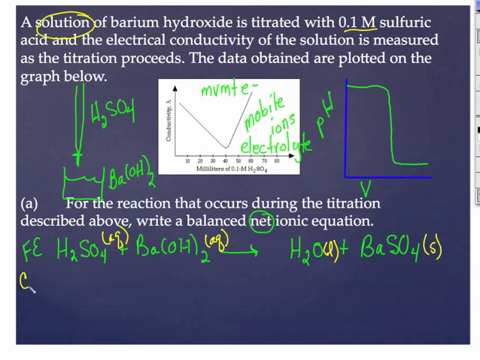Now, I'm going to do my complete ionic. I want to just lay out more steps than I normally would. Now, H2SO4 is a strong acid, but only the first H plus is strong. The second H plus is a weak acid scenario. So that's how I would prefer that you write H2SO4. I'm going to break barium hydroxide into its ions. So I get barium ion plus 2 hydroxides.